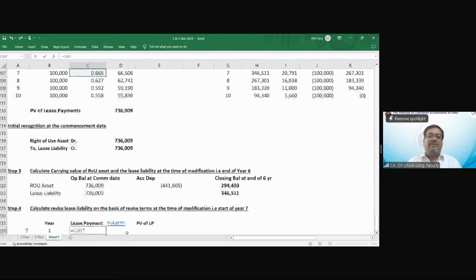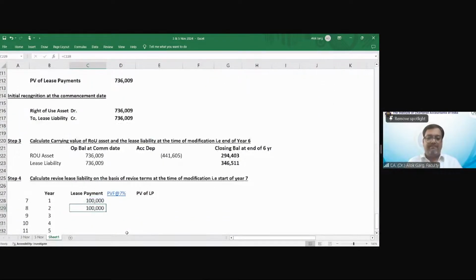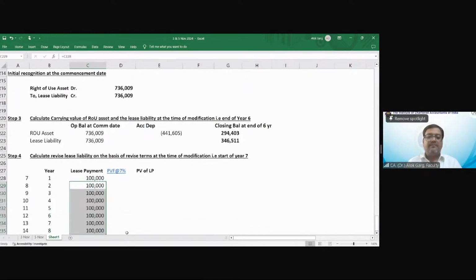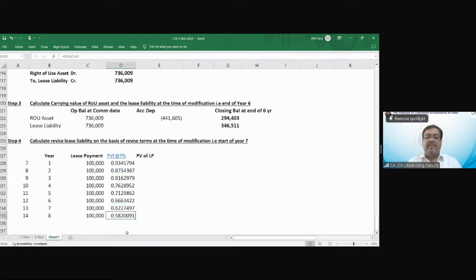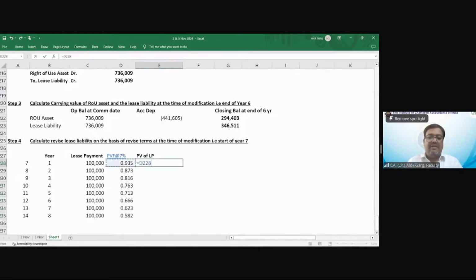What is your lease payment? The question says there is no change in the lease payment, same. What is my discount rate at 7%? 1 divided by 1.07, since payment is at the end. Divide by 1.07. This is my discount rate. Okay. What is my present value of lease payment? This multiplied by this is my present value of lease payment. Okay.